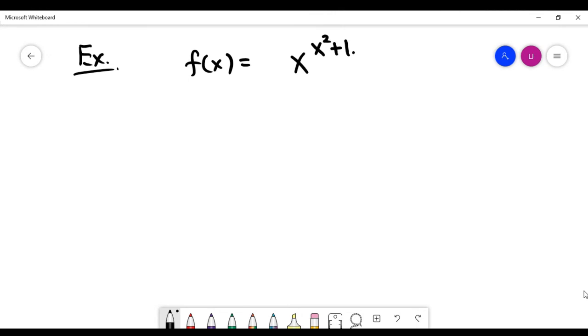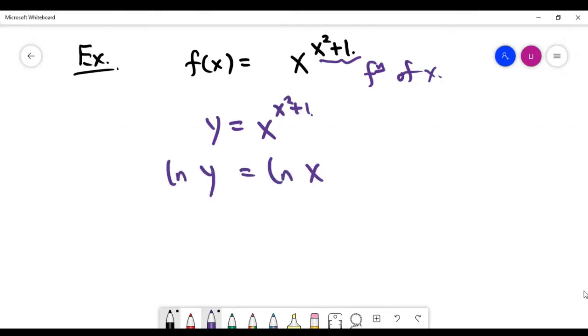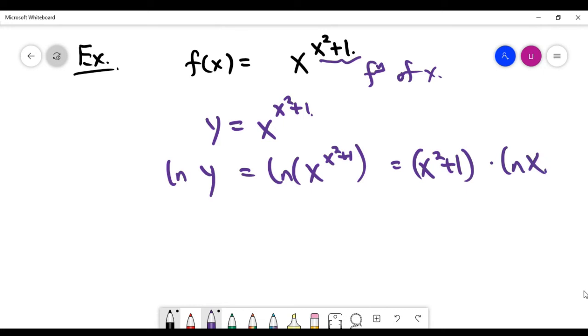f of x equals x to the power x squared plus 1. And please look at the exponent now, which is a function of x basically. And the same as the trick that I provided in the last problem, you write it as y equals x to the power x squared plus 1. And I can apply ln to both sides. And the exponent can be pulled out: x squared plus 1 times ln x. And we can differentiate both sides with respect to x.